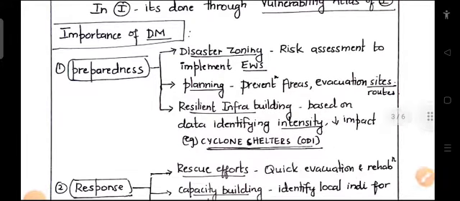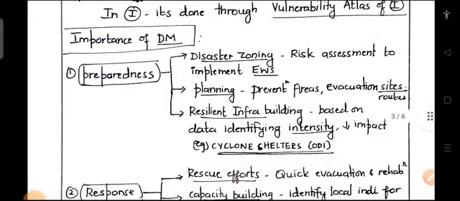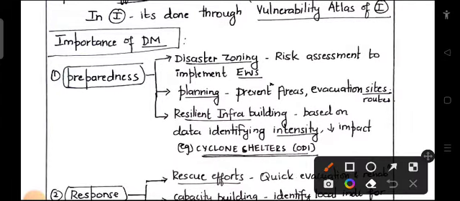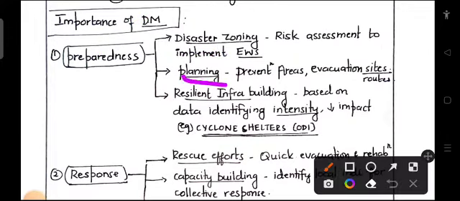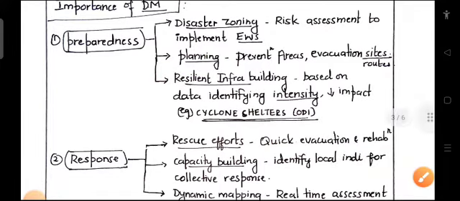So what is the importance of disaster mapping? First step, we need preparedness. How to be prepared? There are 3 steps. The first one is disaster zoning, risk assessment to implement an early warning system, and then planning. It will help prevent problems in areas and plan evacuation sites, that is, routes. If a particular area is vulnerable to flood, we have to keep it prepared and prevent the disaster as much as possible. So planning is important.